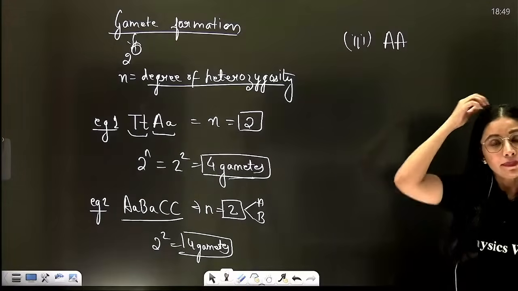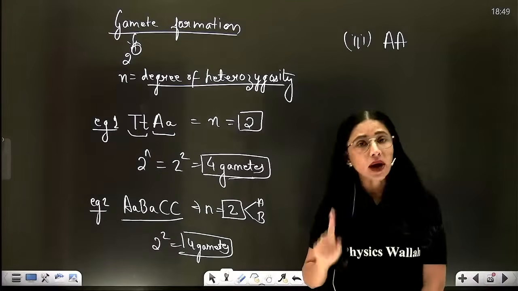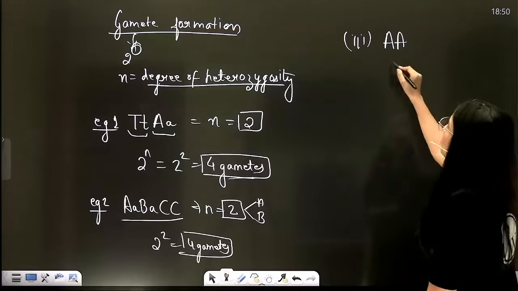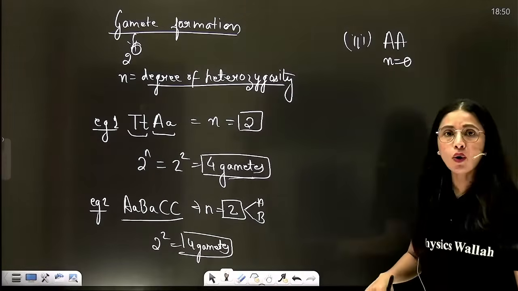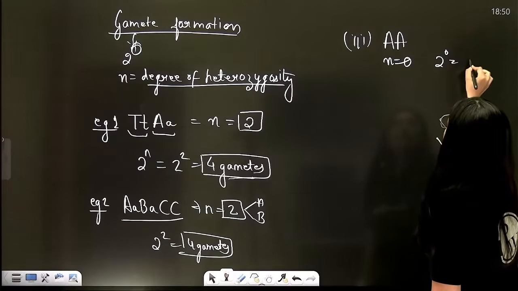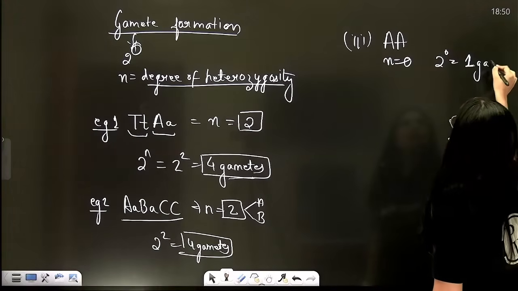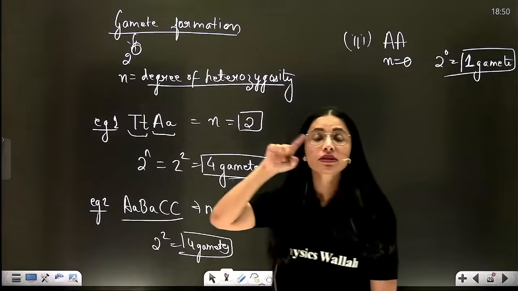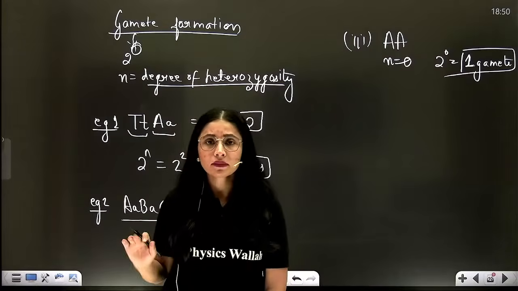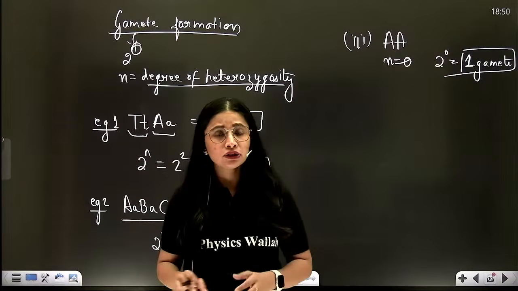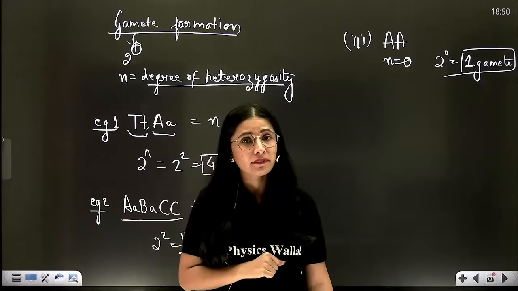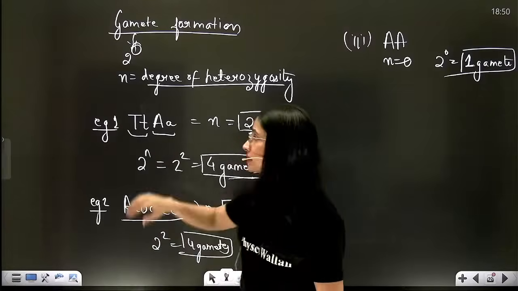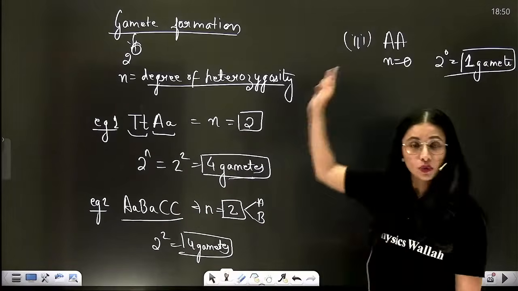Third example. Here in my next example, I have given you only 1 gene and that too in homozygous state. So the value of n here will be 0. 2 to the power 0 means 1 gamete will be produced. How many gametes will be formed? Only 1 gamete in this third example. Now I hope you have understood how to calculate the number of gametes. Now you have to see the nature of these gametes. What are the 4 gametes?